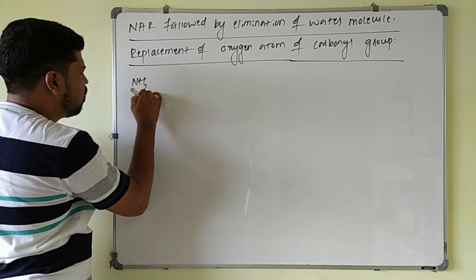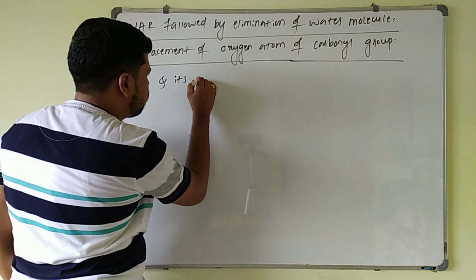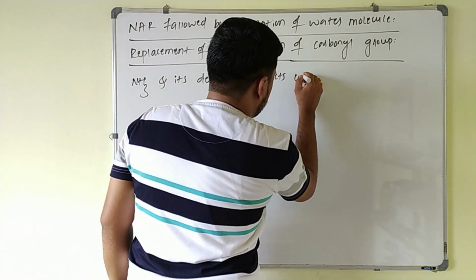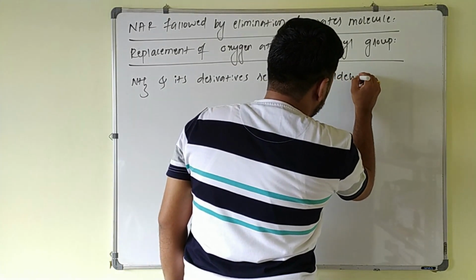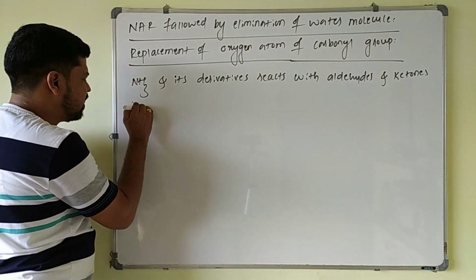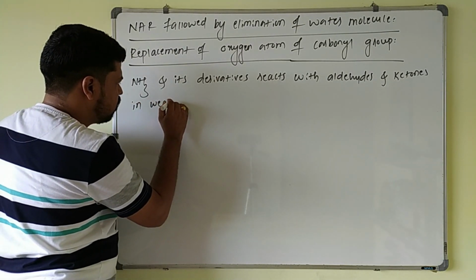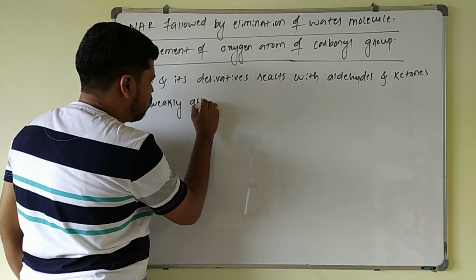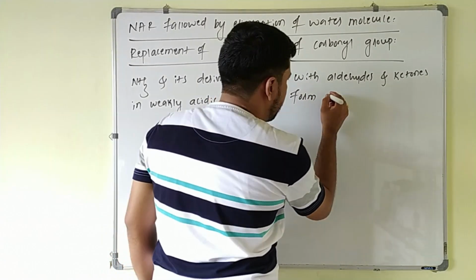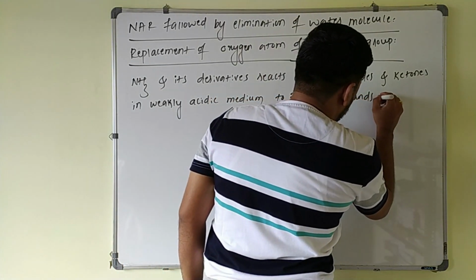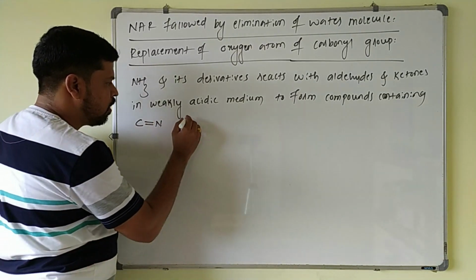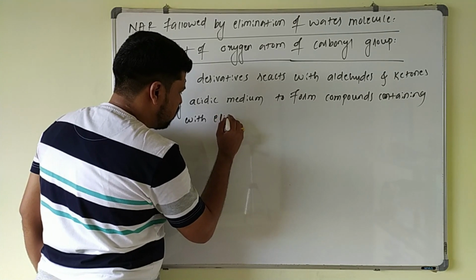Ammonia and its derivatives react with aldehydes and ketones in weakly acidic medium to form compounds containing carbon nitrogen double bond with loss of water molecule.